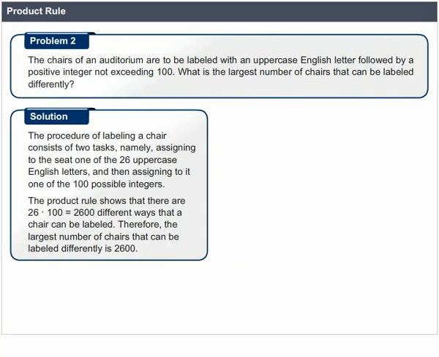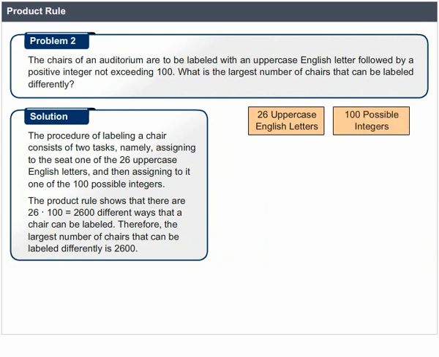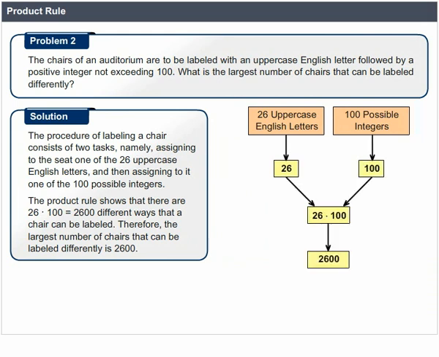Solution. The procedure of labeling a chair consists of 2 tasks, namely assigning to the seat one of the 26 uppercase English letters and then assigning to it one of the 100 possible integers. The product rule shows that there are 26 times 100 equals 2600 different ways that a chair can be labeled. Therefore, the largest number of chairs that can be labeled differently is 2600.